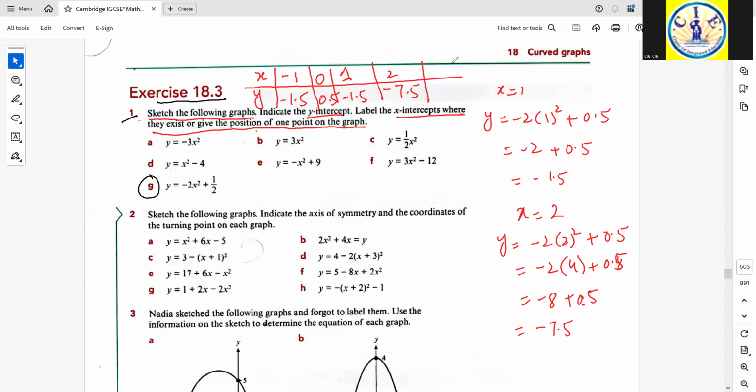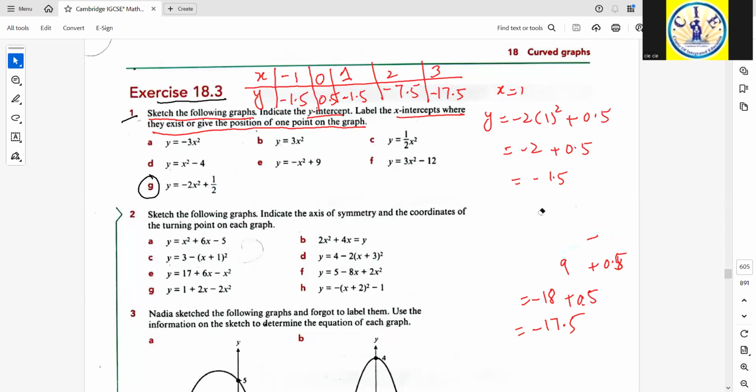And if I take another value of x, let's suppose 3, let's check what answer we get. X equals 3 means -2 times the square of 3. So that is -2 times 9, which is -18, plus 0.5. That is -17.5. So -17.5 is the value of y corresponding to x equals 3. So that is the table of values that will help us to sketch the graph.